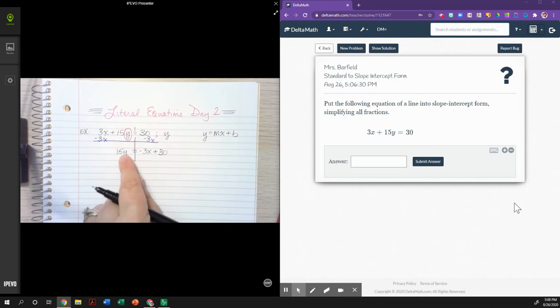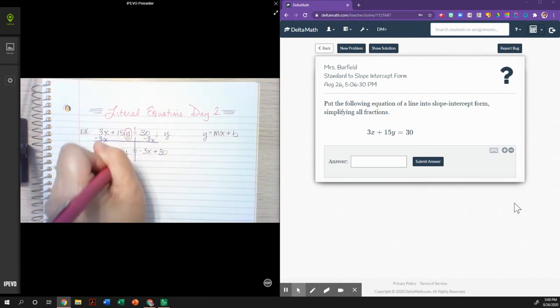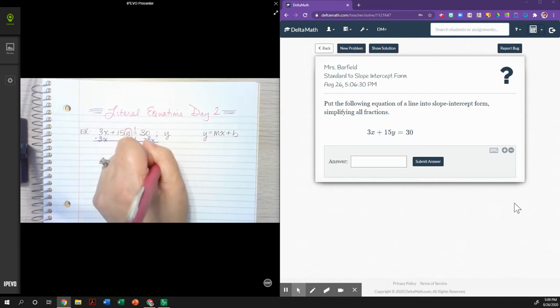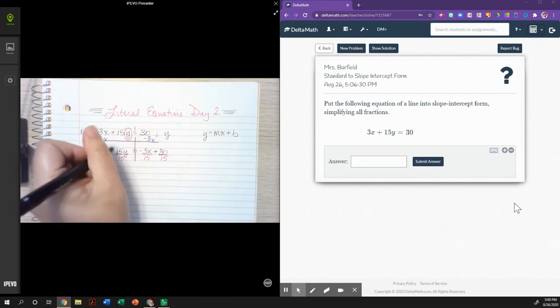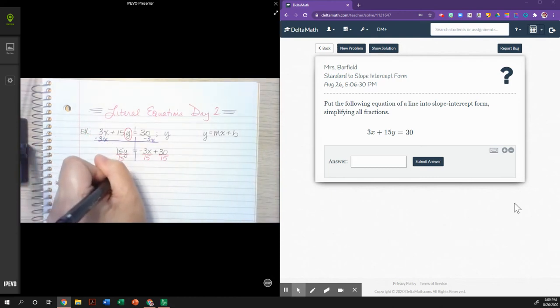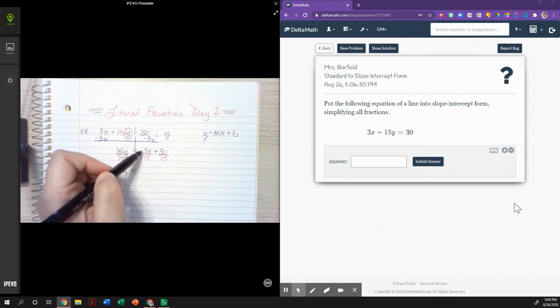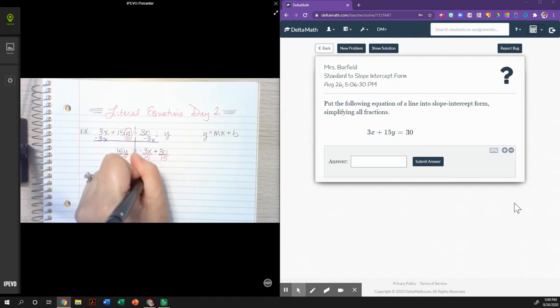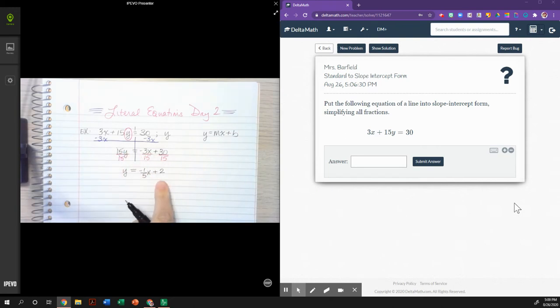Now, in order to get y by itself, it's 15 times y, so I'm going to divide by 15. Now, watch how I divide by 15. I divide each one by 15, so the 15s here cancel. Y equals. Now I'm going to take negative 3 over 15 and reduce or simplify that fraction, so that is negative 1/5 x. And then 30 divided by 15 is plus 2.